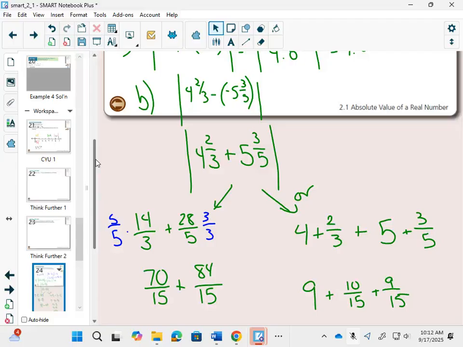Okay, so you can circle questions on this one, 5 and 8, and I'll give you some time now to try.